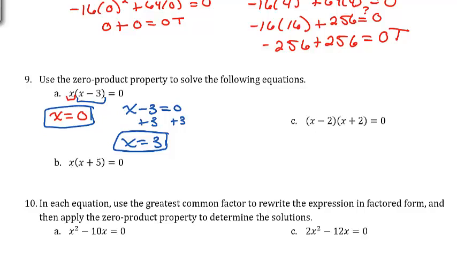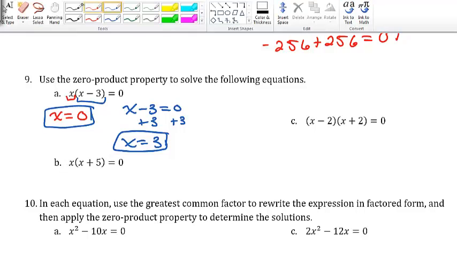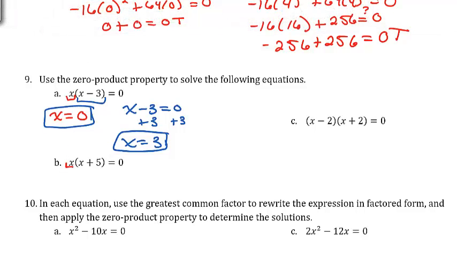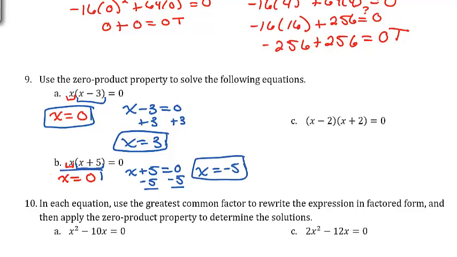This next one, x times the quantity x plus 5 equals 0. So do the same thing that we just did. Take this x, let it be equal to 0. So that gives us a solution x equals 0. And then take this x plus 5 and set that equal to 0. To solve that, we would subtract 5 on both sides, giving us x equals negative 5. So we have two solutions here, x equals 0 and x equals negative 5.